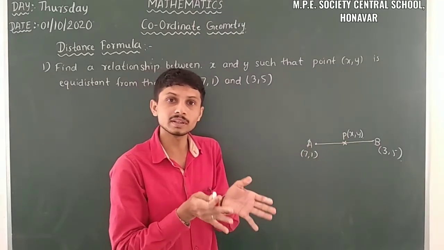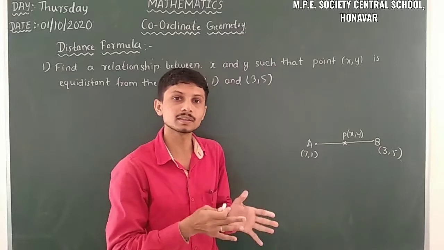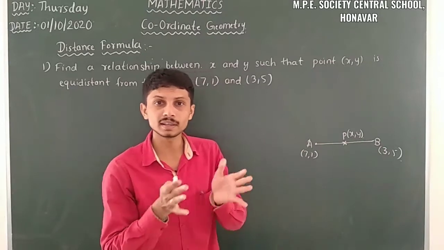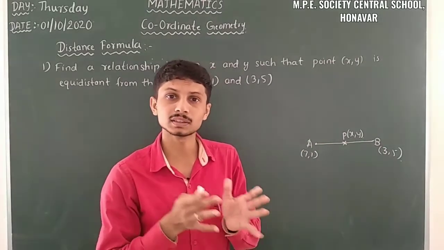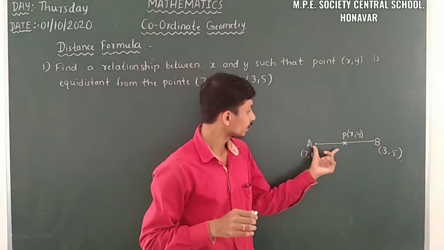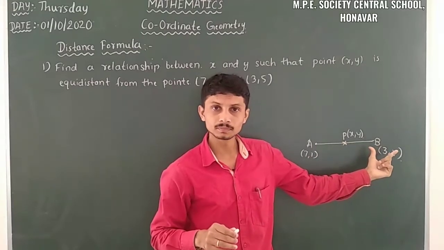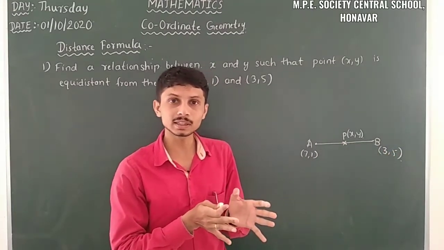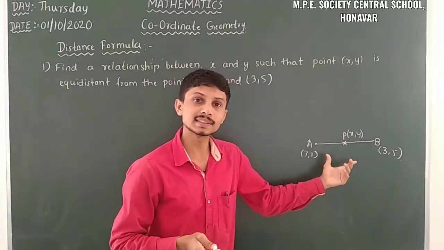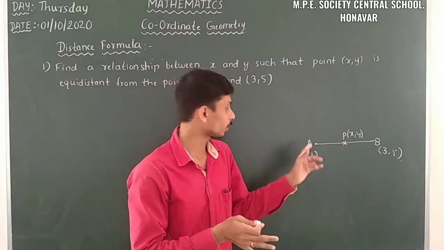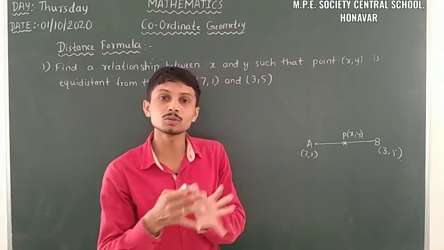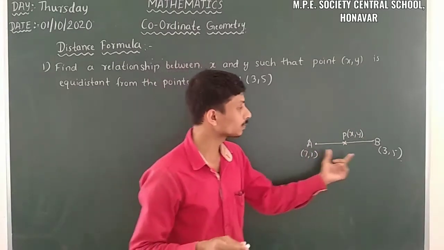When we take any point that is equidistant from those 2 points, we have to find a relationship. Just observe, AP is equal to BP, because it is an equidistant point, which means the point is located at exactly the same distance from A and from B. So it is the midpoint between those 2 points, the midpoint of this line AB.